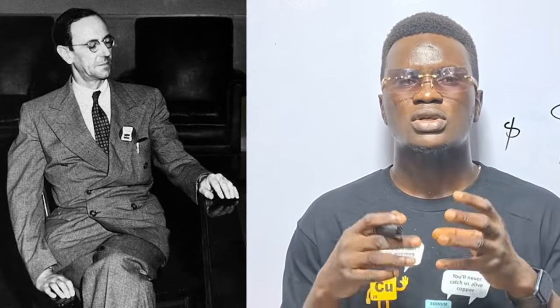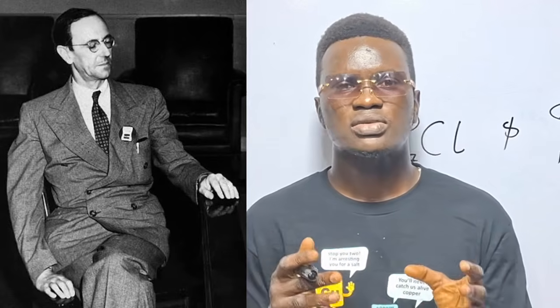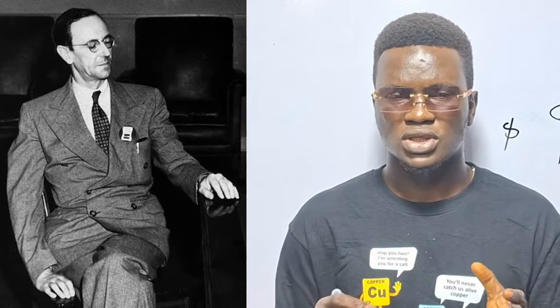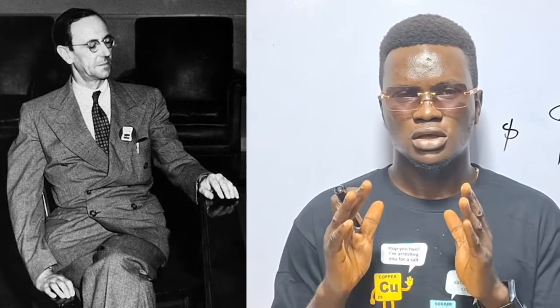So the next person we want to talk about is James Chadwick. We have been talking about the neutron, that the neutron is found in the nucleus. The person that discovered the neutron is called James Chadwick. James Chadwick bombarded beryllium sheets with alpha particles, and he was able to discover the neutron.